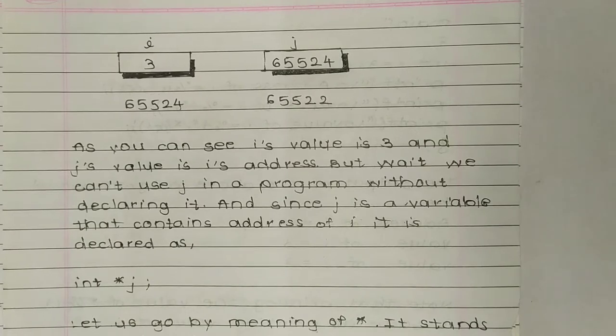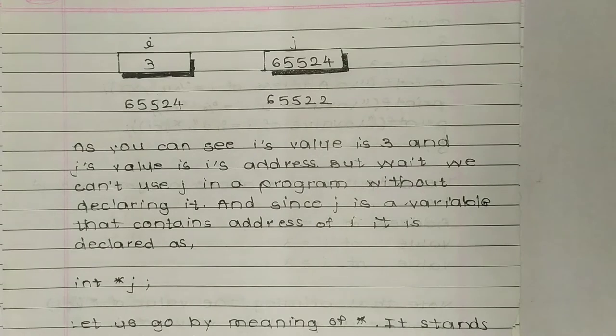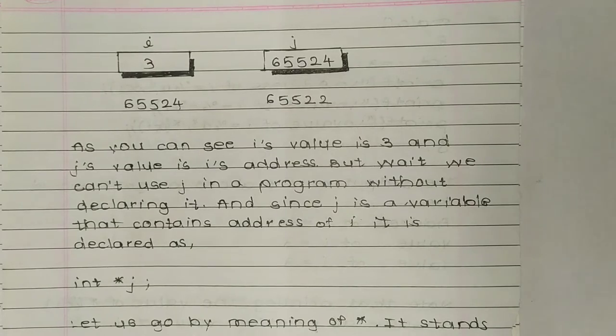But wait, we can't use j in a program without declaring it. And since j is a variable that contains the address of i, it is declared as int *j. So j is a variable which is containing the address of i, and it is declared as int *j.